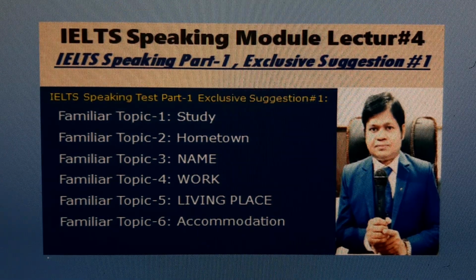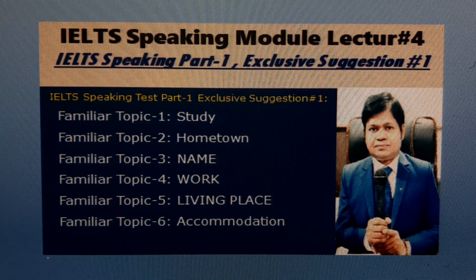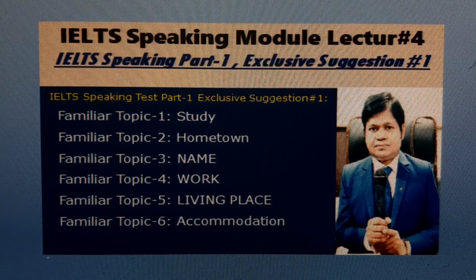IELTS Speaking Test Part 1, Familiar Topic 6, Accommodation. Probable questions suggested as question 1, what kind of housing or accommodation do you live in? Question 2, what do you usually do in your house, flat or room? Question 3, are the transport facilities to your home very good? Question 4, do you prefer living in a house or a flat? Question 5, please describe the room you live in. Question 6, what part of your home do you like the most? Question 7, do you think that accommodation is a great problem in your country? Question 8, why is accommodation very important for us?